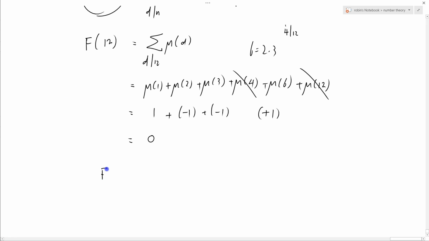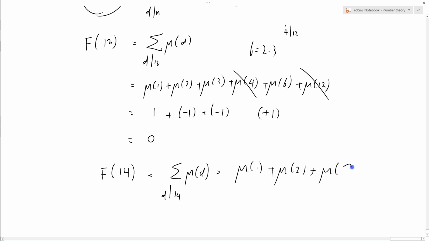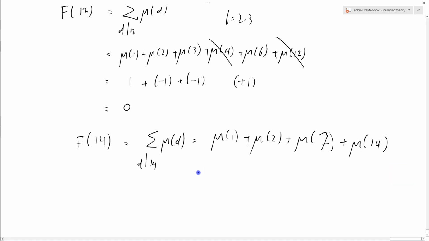Let's have another look at it. F of, let's say, 14 equals the sum over d divides 14 this time of mu of d equals mu of 1, of course, plus mu of 2 plus mu of 7, I think, plus mu of 14 equals 1 plus minus 1, because it's prime, of course, minus 1 for 7, plus, and 14 is 2 times 7, so it's minus 1 squared, because it's got 2 factors, it's minus 1 to the power 2, plus 1 equals 0. We seem to be getting quite a lot of zeros.